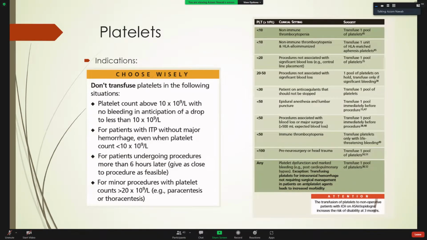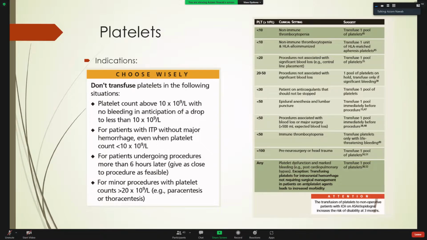The platelets. We do not transfuse platelets if the platelet count is more than 10 times 10 to the power of 9, but we always simplify it to 100, with no bleeding or anticipation of a drop below 100. For patients with idiopathic thrombocytopenic purpura without major hemorrhage, even when the platelet count is less than 100, we should not give them platelets.